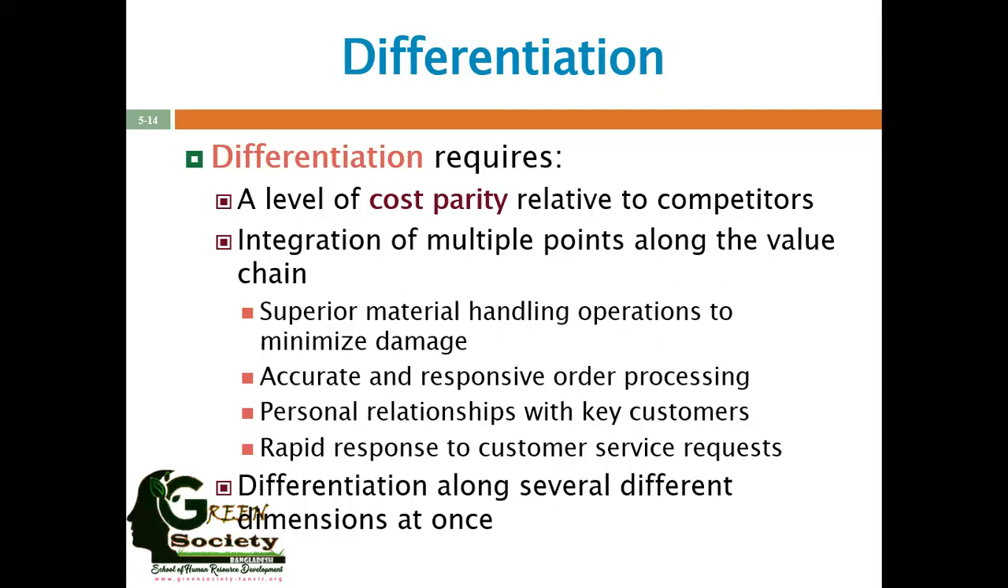You can go for differentiation in many other ways. It's called integration of multiple points along the value chain. What are the points? Superior material handling operations to minimize damage. If you have a factory, a plant, or a lab that is machine driven, robot driven, with artificial intelligent machines, some robotic cranes are there, wastage is zero. And if at the same time you use humans to move your raw materials from one place to another, you have a chance to increase wastage.